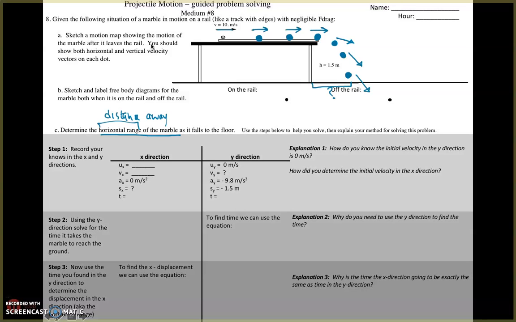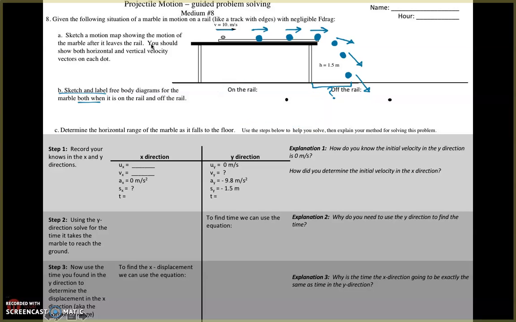Now that we know what this motion map is like, we're going to take a moment to sketch and label the free body diagram for the marble, both when it is on the rail and off the rail. I would advise you to pause the video, try drawing this, and then press play when you think you've got your free body diagrams for on the rail and off the rail.